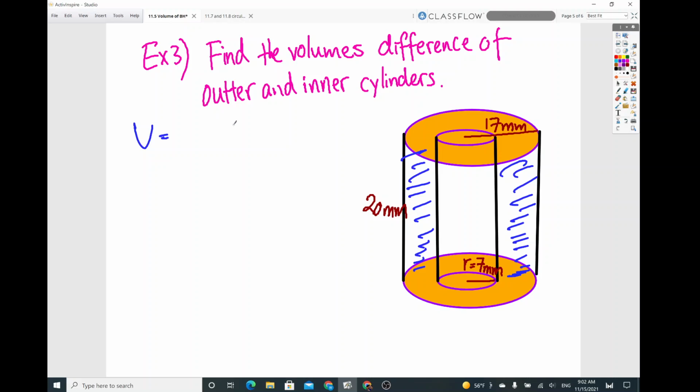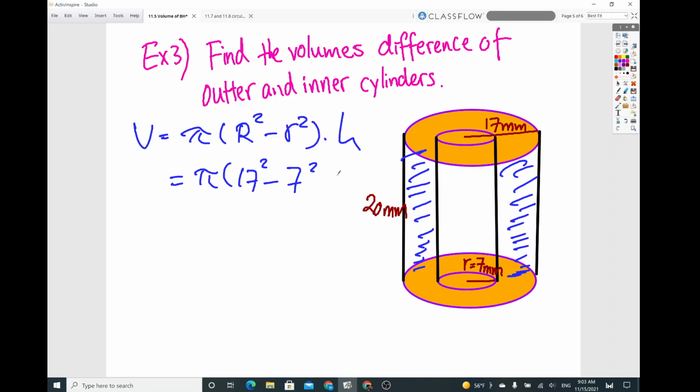So this one would be pi, capital R square minus little r square, and then times the height, because the height is what they share in common. So pi, outer radius square, so 17 millimeters square, minus inner radius, 7 millimeters square, times the height, which is 20 millimeters.